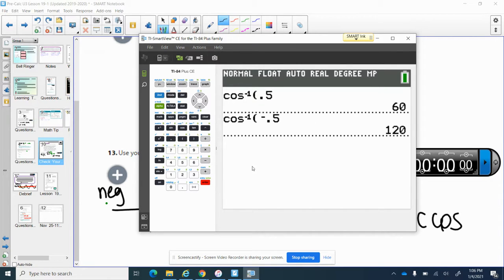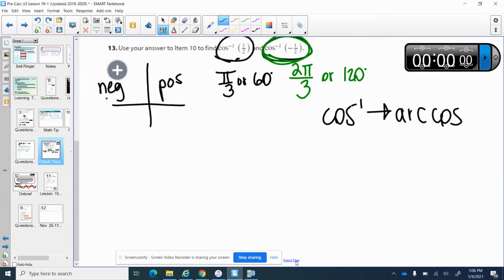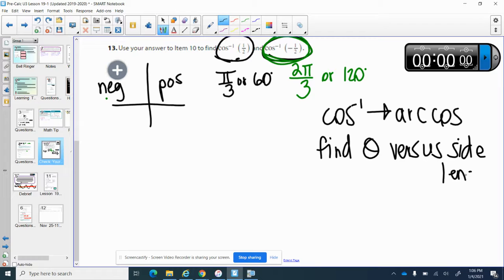And again, it goes back to, instead of finding the side length, you're now finding the angle measure, which relates back to our geometry days, that this means that you are finding the theta versus the side length, right, which is what we were doing before.